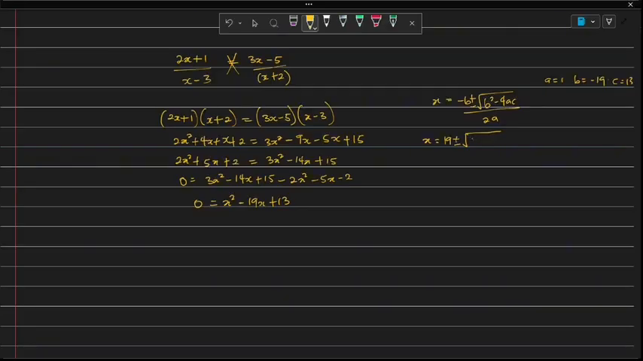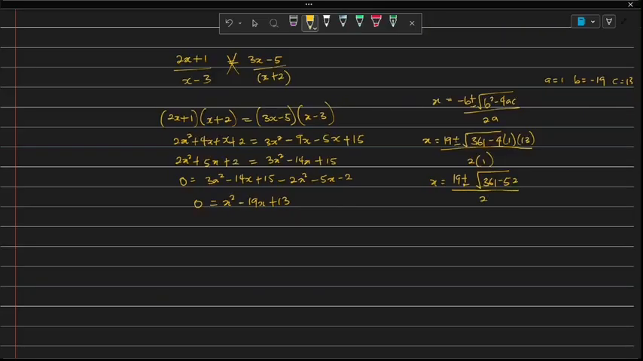So I have 361 minus 4 times our a is 1 and our c is 13, all over 2 times 1. So we can keep solving, and we have 19 plus or minus the square root of 361 minus, now let's do our calculator. 4 times 1 times 13 gives us minus 52. Please do not ignore the minus.